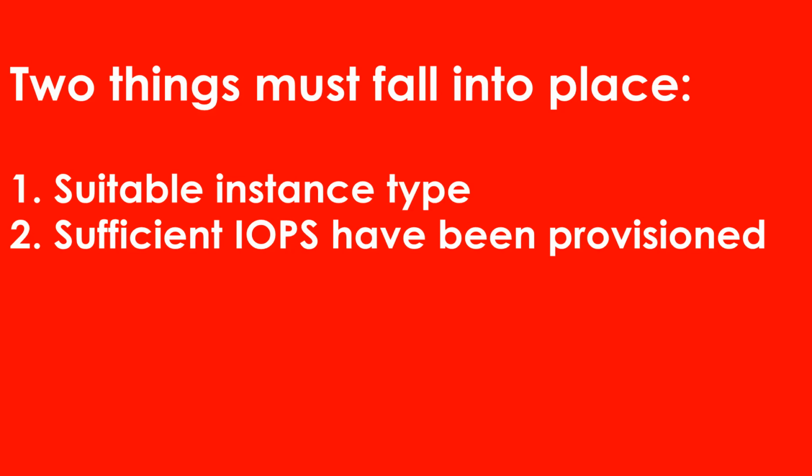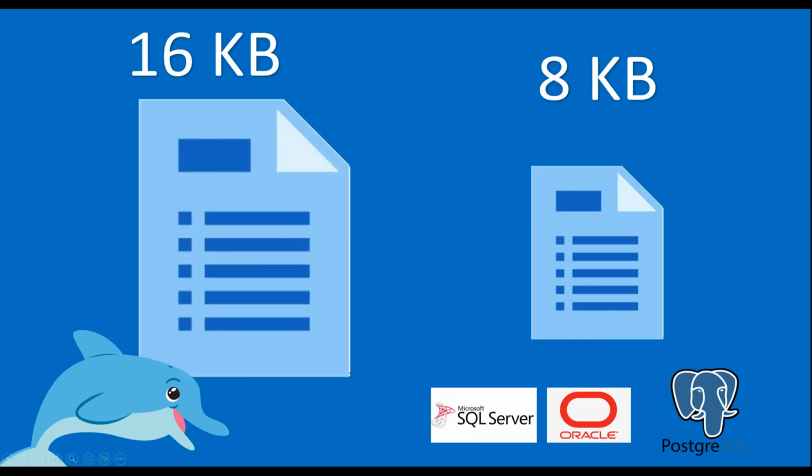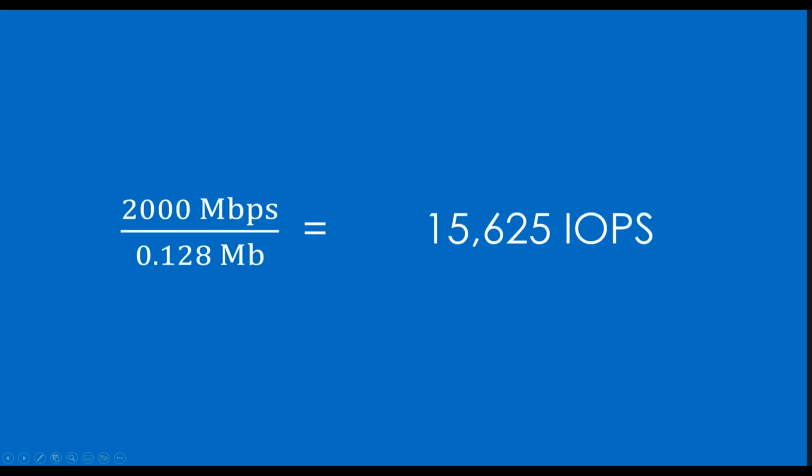Suppose you're running MariaDB with a page size of 16 kilobytes, as MySQL has that page size. To determine the number of IOPS you'll need to sustain 2,000 megabits per second of throughput, you'd divide the bandwidth by the page size as follows. So the assumption is we want to achieve the maximum throughput for GP2, which is 2,000 megabits per second.